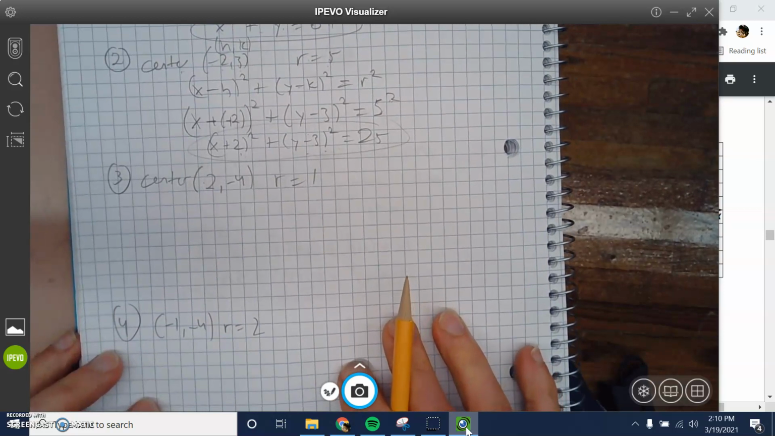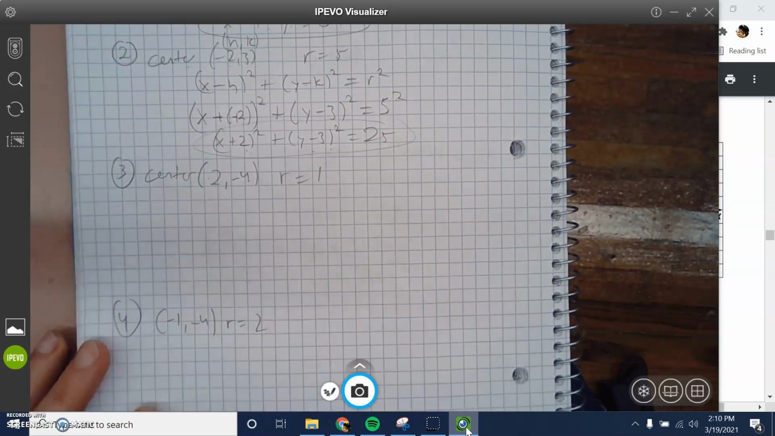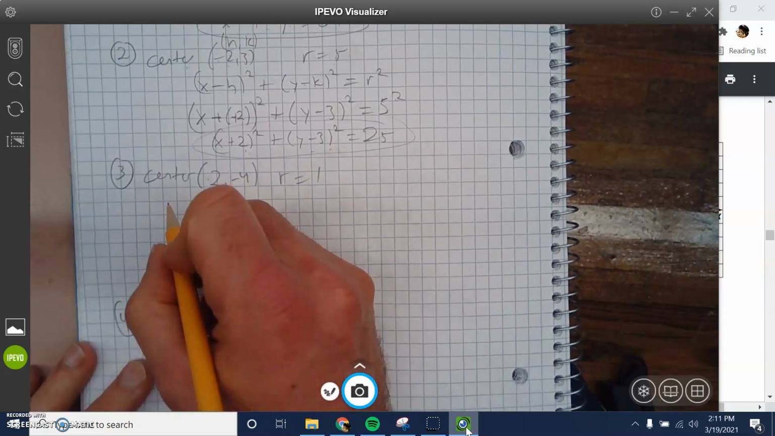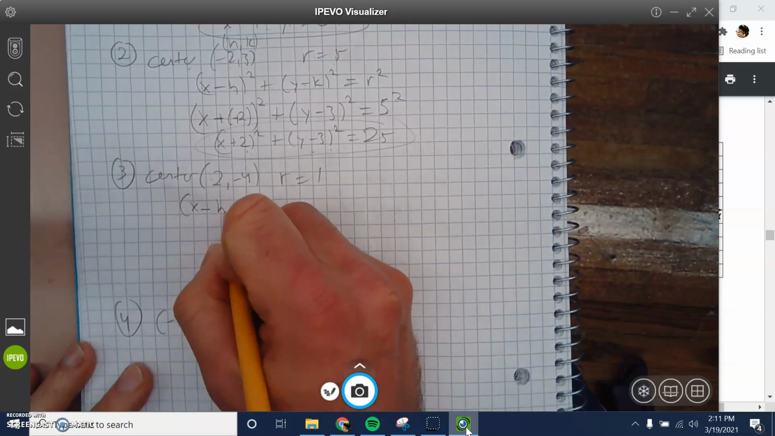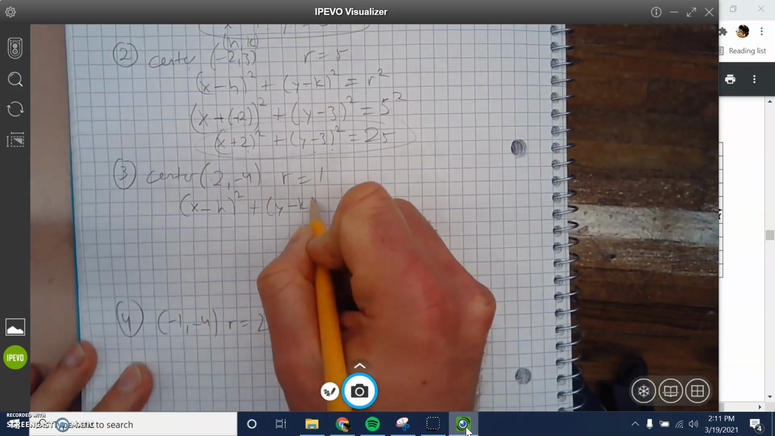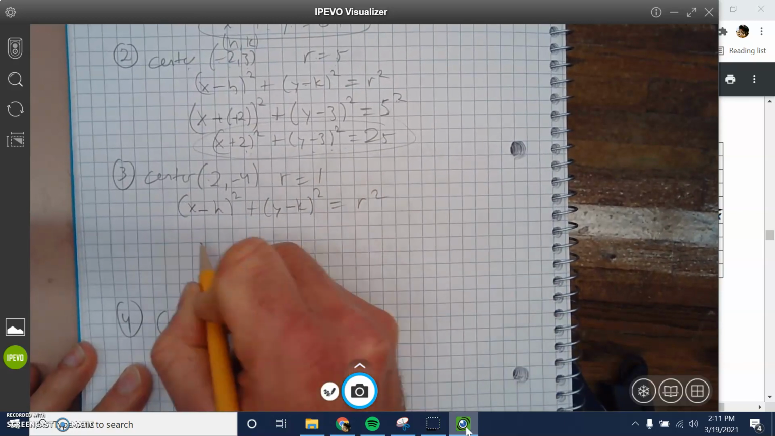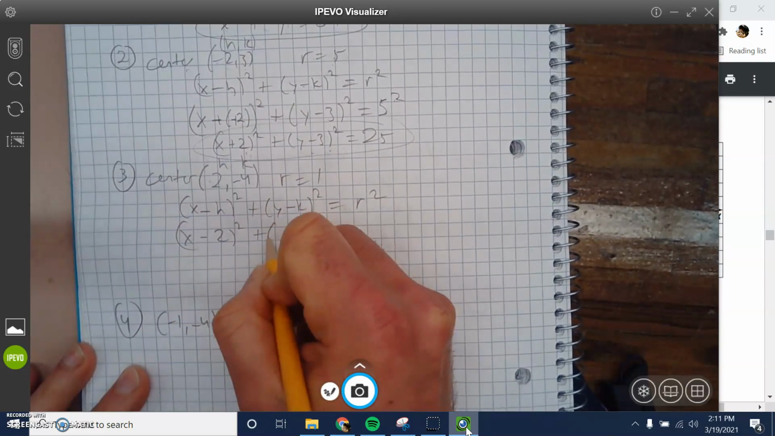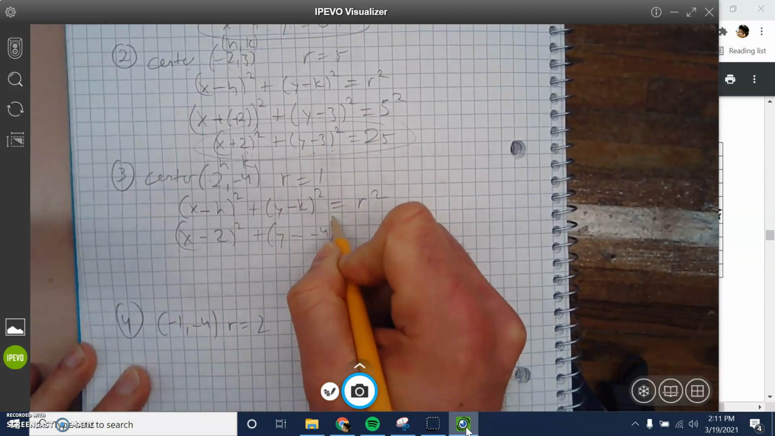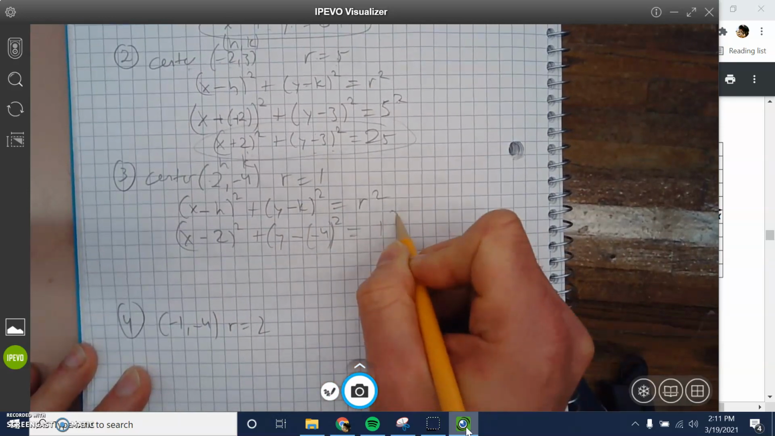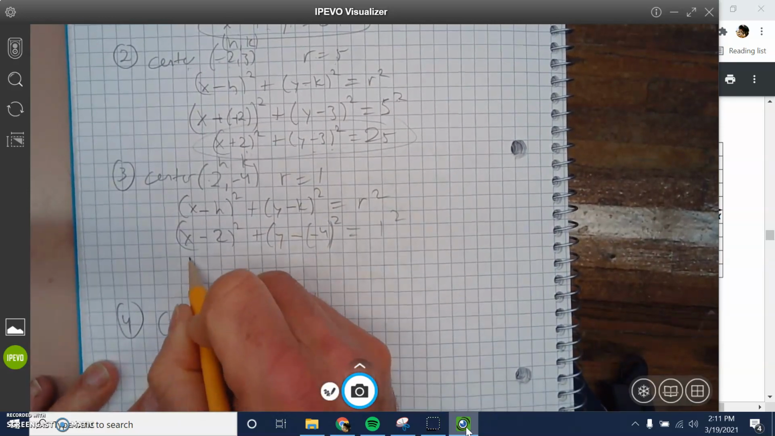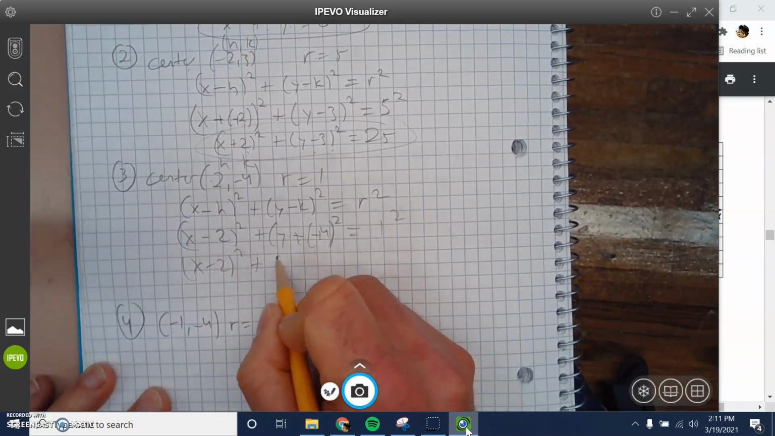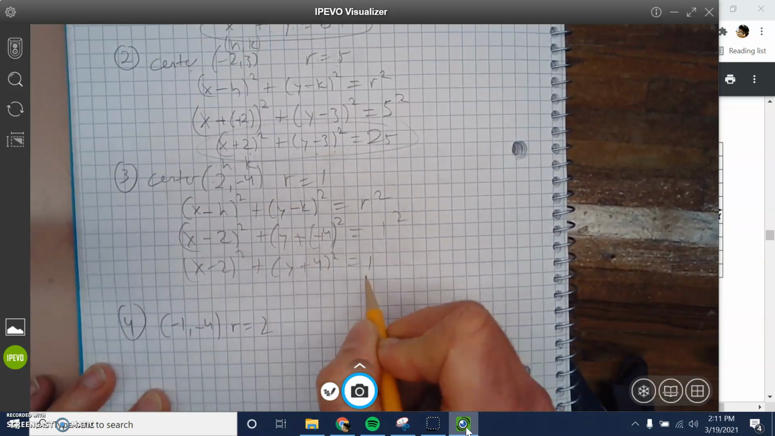Let's see. Number 3. Try this on your own and then press continue. Go. All right, let's try. X minus h squared plus y minus k squared equals r squared. So this is h, this is k. X minus 2 squared plus y minus negative 4 squared equals 1 squared. Okay. X minus 2 squared, simplifying, plus positive, y plus 4 squared equals 1.